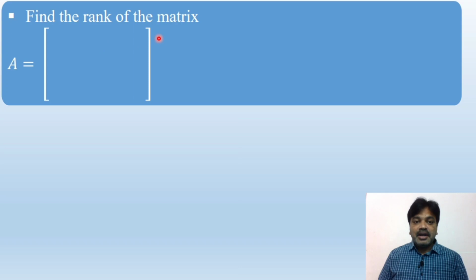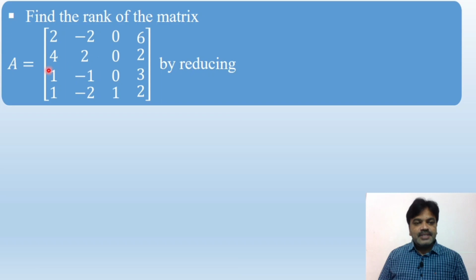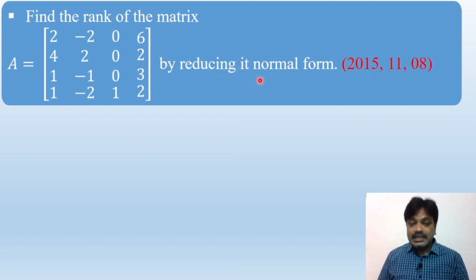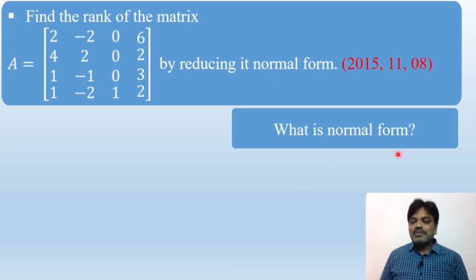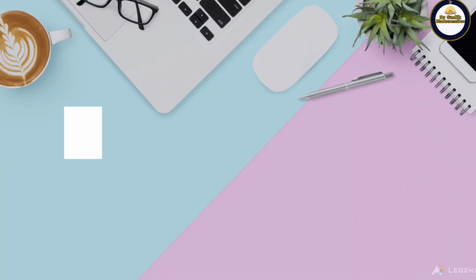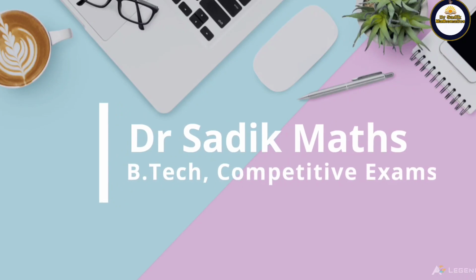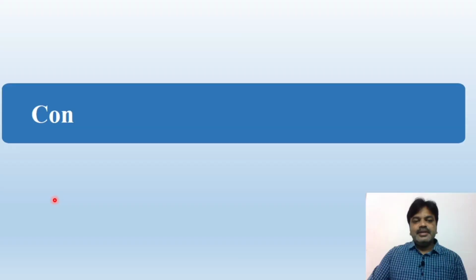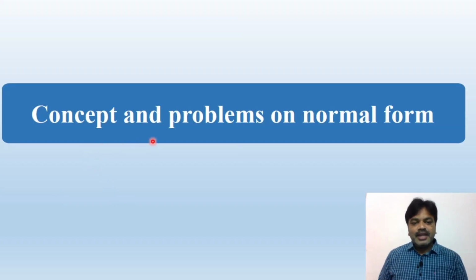Find the rank of the matrix A that is equal to [2, -2, 0, 6; 4, 2, 0, 2; 1, -1, 0, 3; 1, -2, 1, 2] by reducing it to normal form. What is normal form? How to find the rank of the matrix? Today we discuss the concept and problems on normal form.